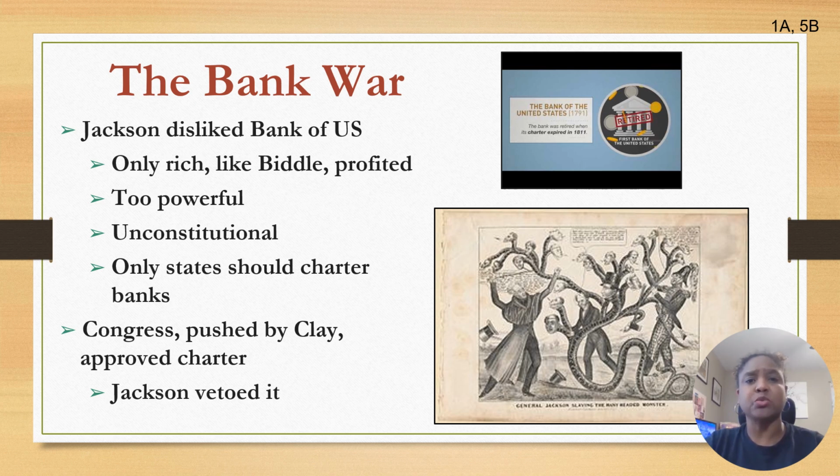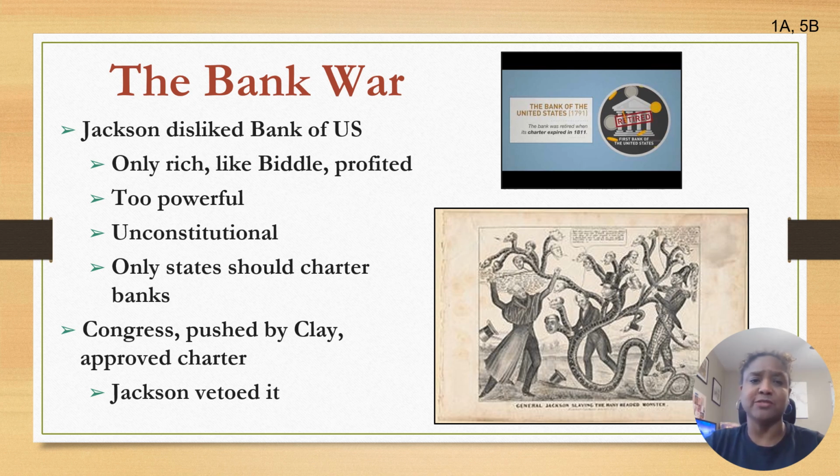The bank's charter was not due for renewal by Congress until 1836. Congressman Henry Clay and Congressman Daniel Webster pushed for the renewal of the bank charter. They wanted to make the bank an issue in the 1832 election. They persuaded Biddle to apply for renewal early, and Congress approved it.